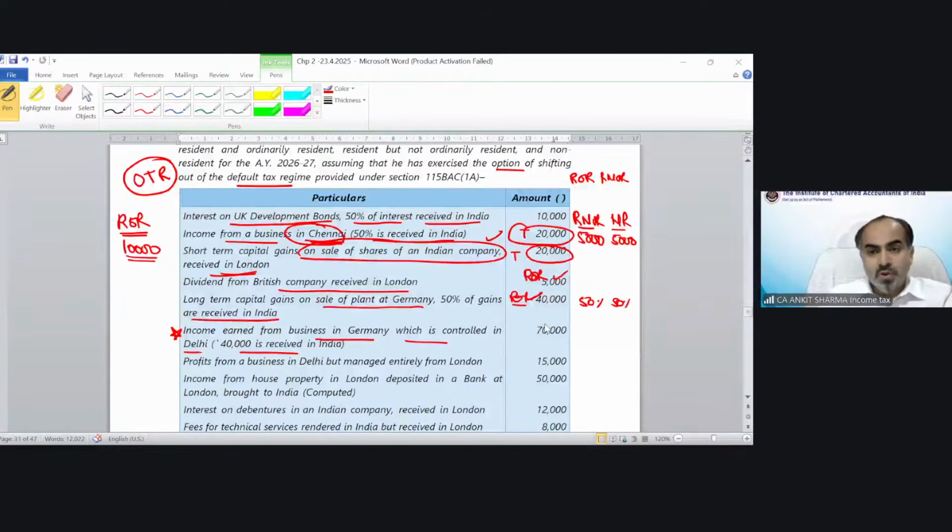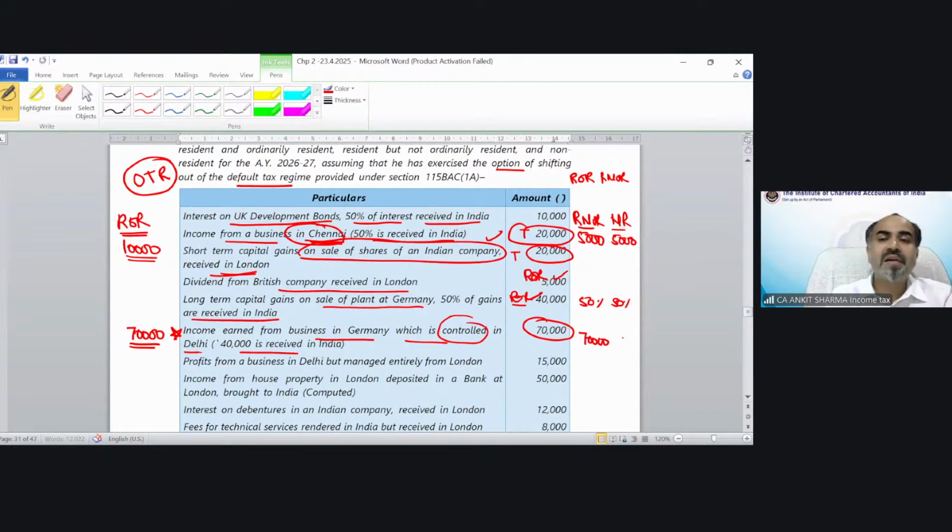Why? Because total income was 70,000. So in case of ROR, this full 70,000 is going to be taxed. Now for RNOR, we tax income that arises in India, is received in India, and control. Because the business is controlled from Delhi, full income is going to be taxed in case of RNOR. And for non-resident, only arise and received is taxable. So 40,000 is going to be taxable for non-resident. Clear? Next.